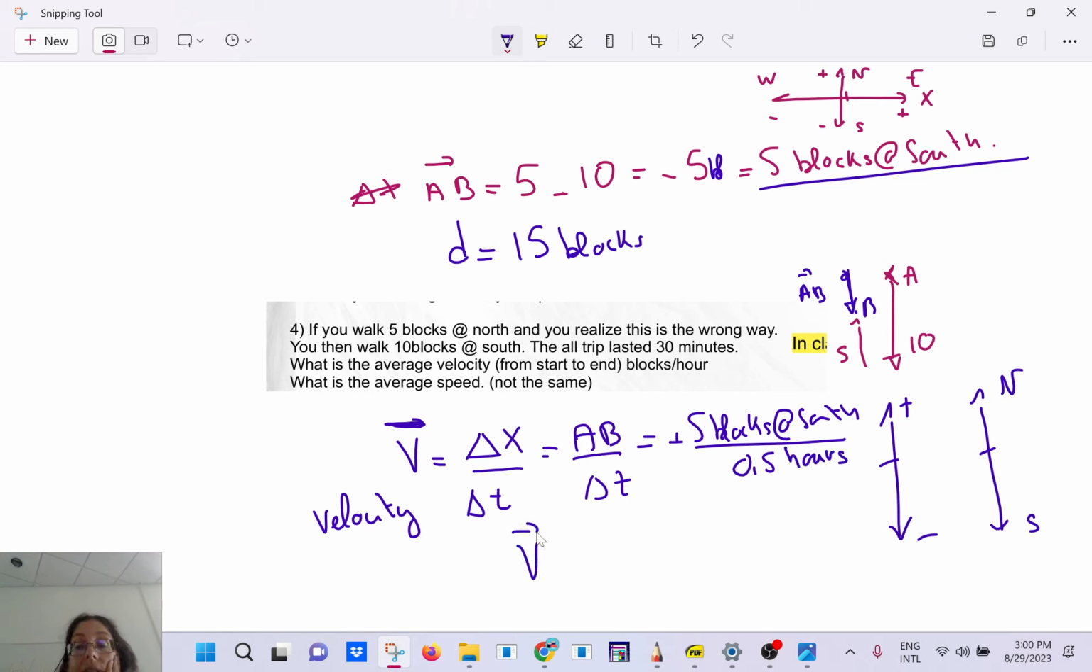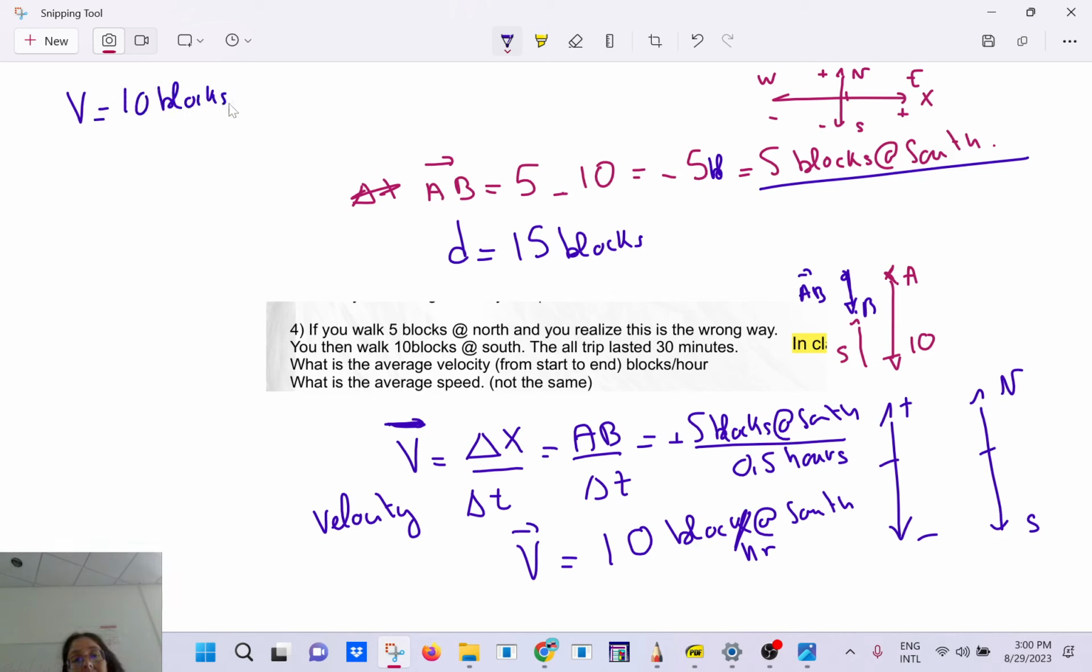So what's going to be the velocity? 5 divided by 0.5. When you divide by 0.5, you multiply by 2. So it's going to be? Yes, so it's either negative 10 or 10 blocks south. So 10 blocks at south. No, blocks per hour. Forgot about the unit. So either you say 10 blocks per hour at south, or you say minus 10 blocks per hour.